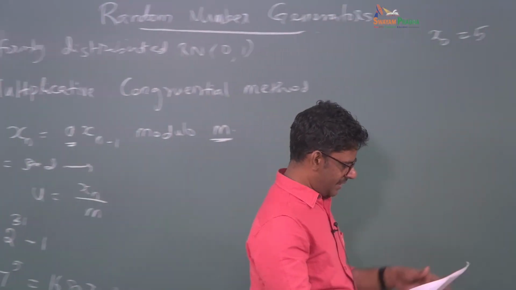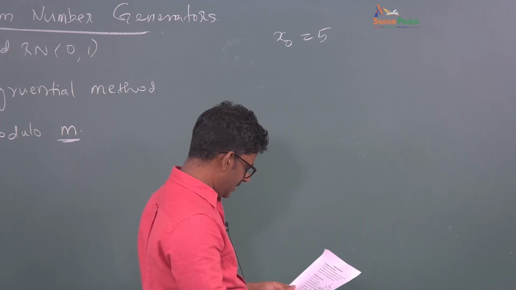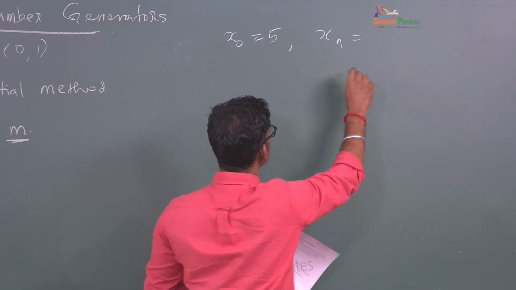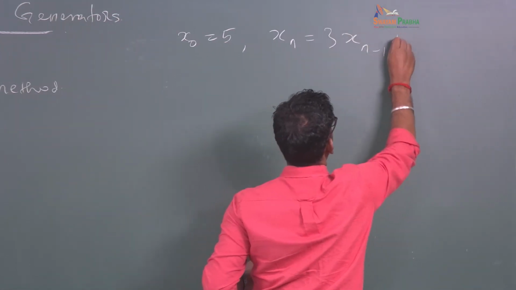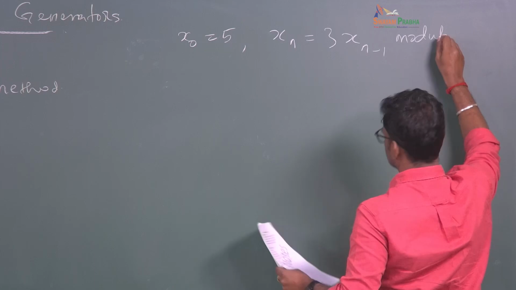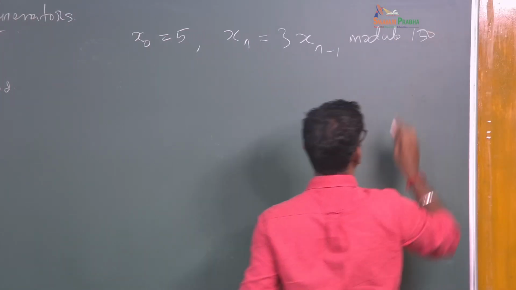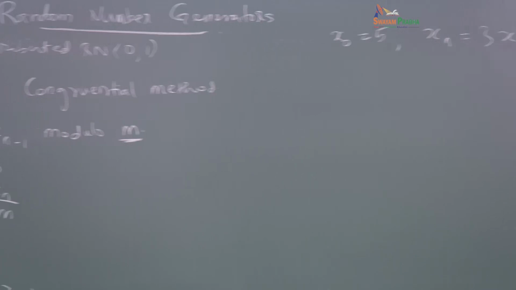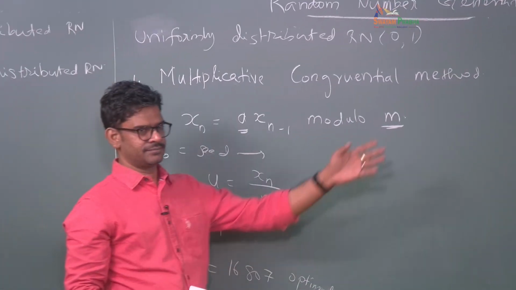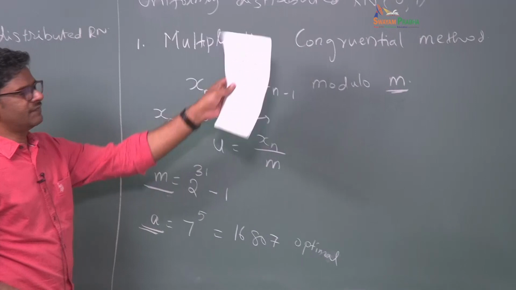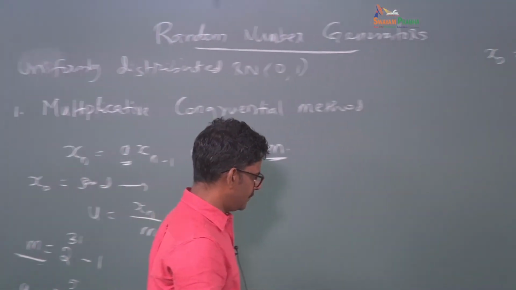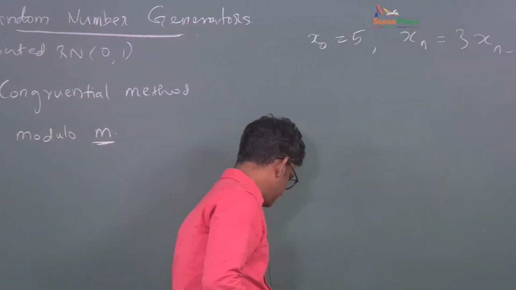So here is an example that I can do simply here. We say that xn is equal to 3xn minus 1 modulo 150. Just an example. So I've taken m as 150 and the prefactor a as 3, and I've given a seed value of 5. Now we can see the sequence of random numbers that we can generate from here as a test case.